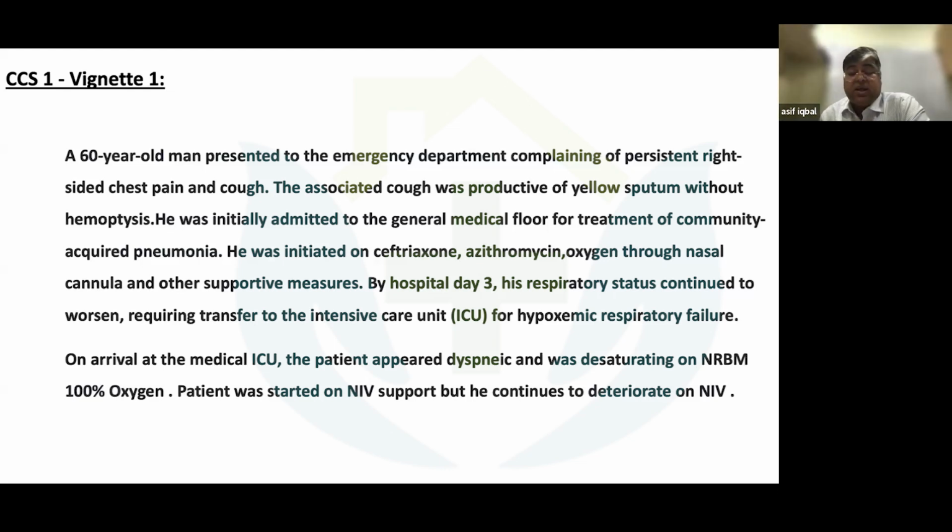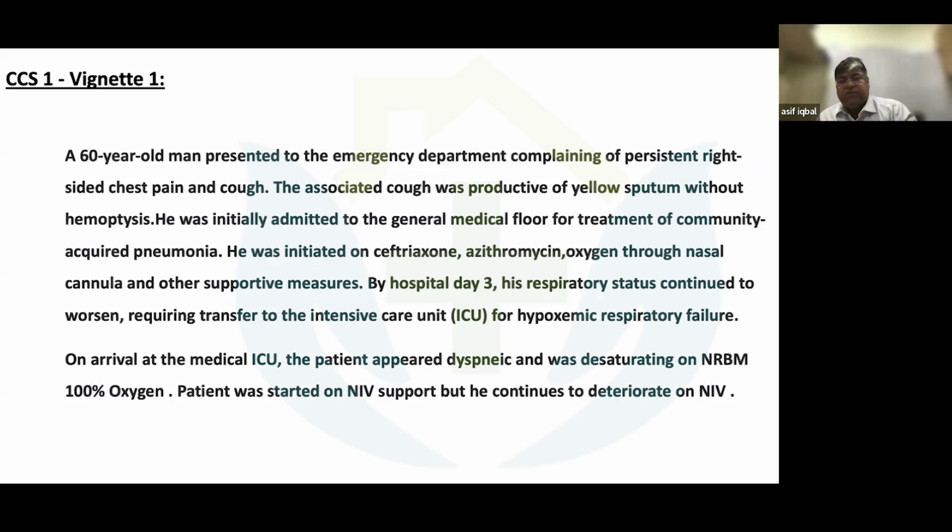Maybe this is a clear-cut scenario. They want to ask about ARDS. But most of the time you will get a scenario like this: community acquired pneumonia. The patient has fever. Usually they give an older age patient, around 55 to 60 years, with fever, cough, and little respiratory distress, and they present to you. So what will you do?